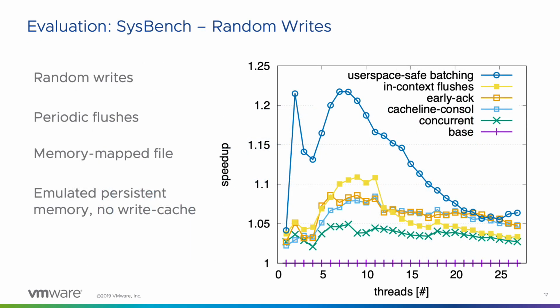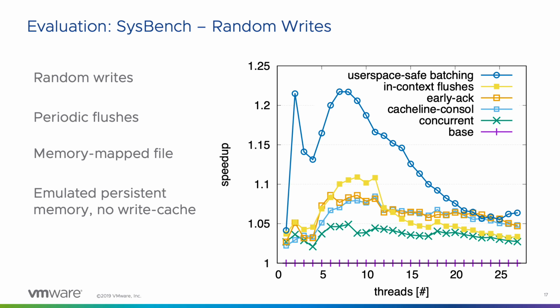To measure the benefit on workloads, we use the sysbench benchmark, which performs random writes to memory mapped files and periodically flushes the writes, triggering TLB shootdowns. We run the benchmark on emulated persistent memory with no write cache. We measure performance when the benchmark is run with different number of threads each time and show the speedup. We can see that the effect of the cache line consolidation is more apparent here as a shootdown of a single PTE is performed each time.